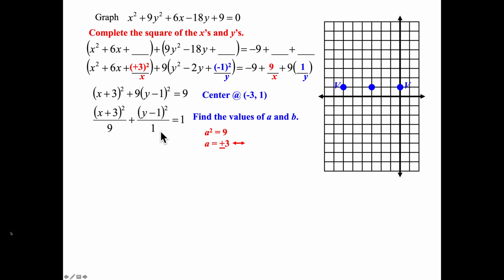Plot your vertices. Underneath the y is your b squared. That's going to be a 1. Up and down 1. We have a skinny ellipse right here.